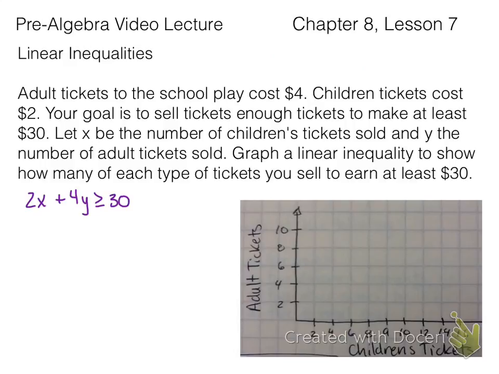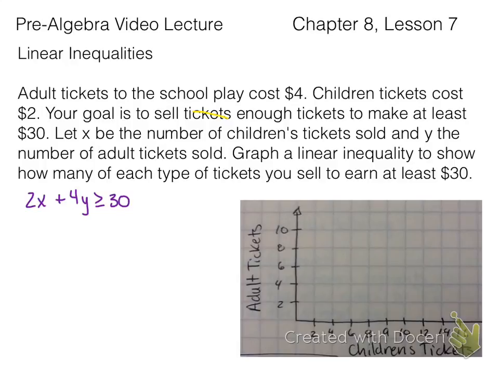All right, so last word problem, but not the last slide. Adult tickets to the school play cost $4. Children tickets cost $2. Your goal is to sell enough tickets to make at least $30, which means you'd be happy if you made more than $30, but if you made exactly $30, you'd still be happy.